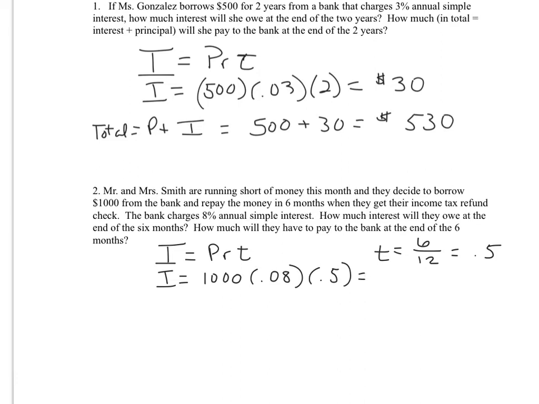So now if you multiply all of that together, it's going to cost them $40 to borrow that money for 6 months. Okay? And that means the total amount that they're going to owe the bank at the end of the 6 months will be the $1,000 they borrowed plus the $40 in interest, so that's $1,040.